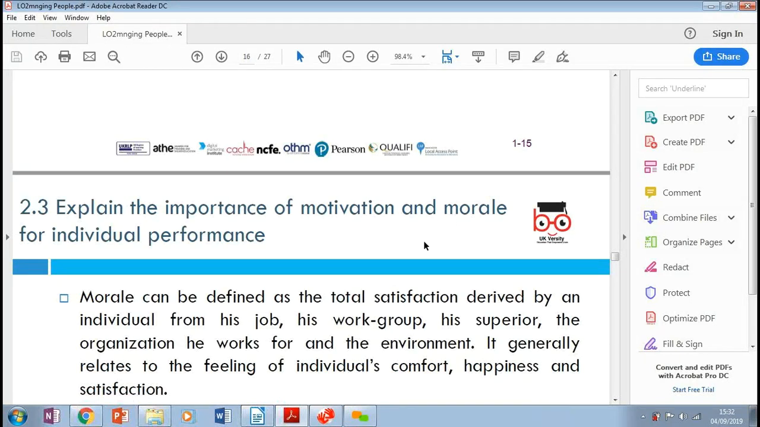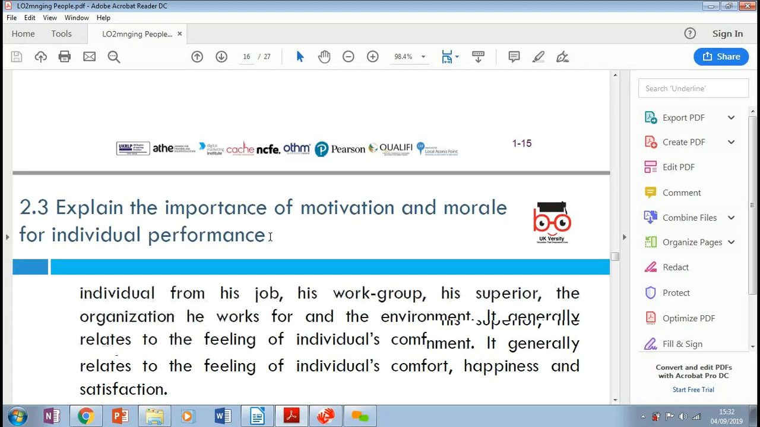When they're talking about morale, they really mean motivation, okay? Morale is often a collective thing. Motivation is perhaps an individual thing. But it says motivation and morale for individual performance. It should be performances or individuals' performance, that should be.